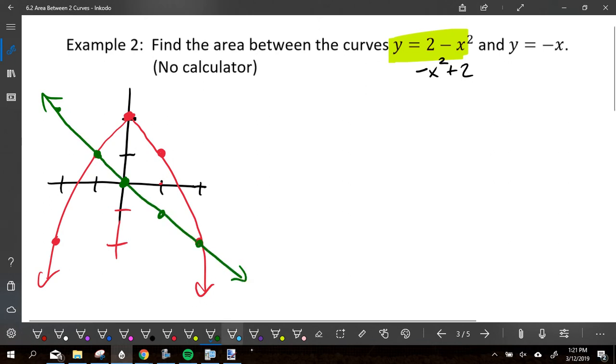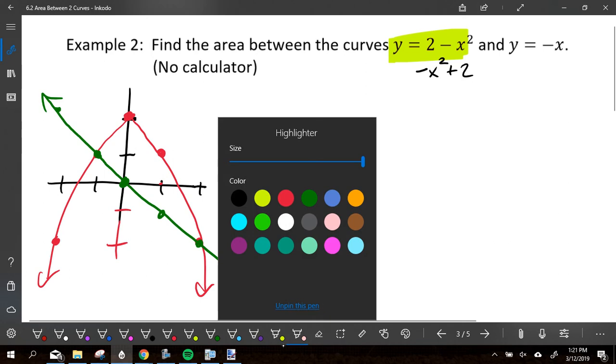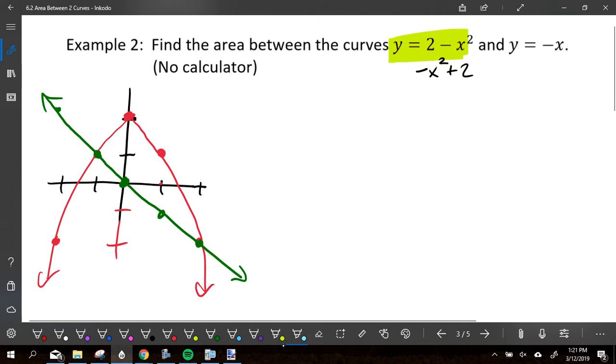Find the area between the two curves. So shade in the area between the two curves. The area between the two curves should be this guy, right there. Questions to that point?